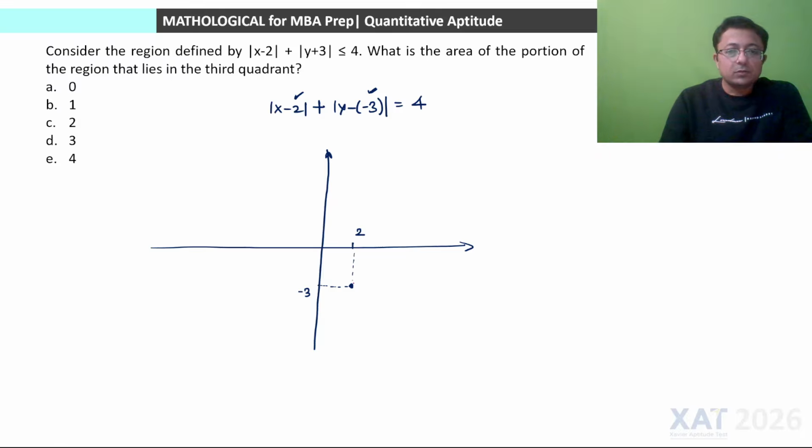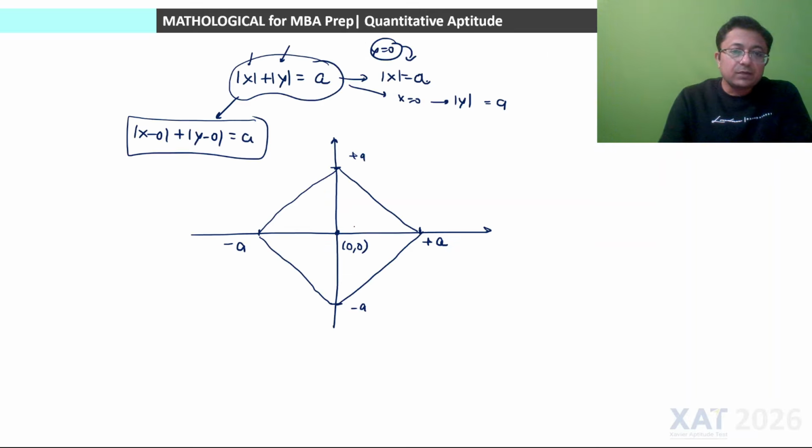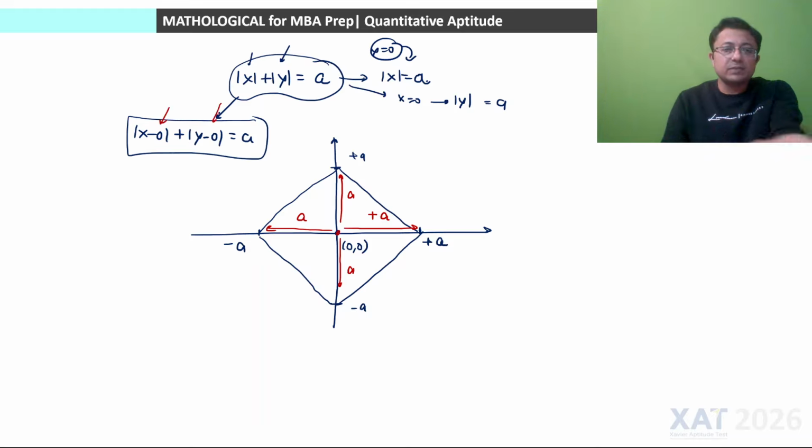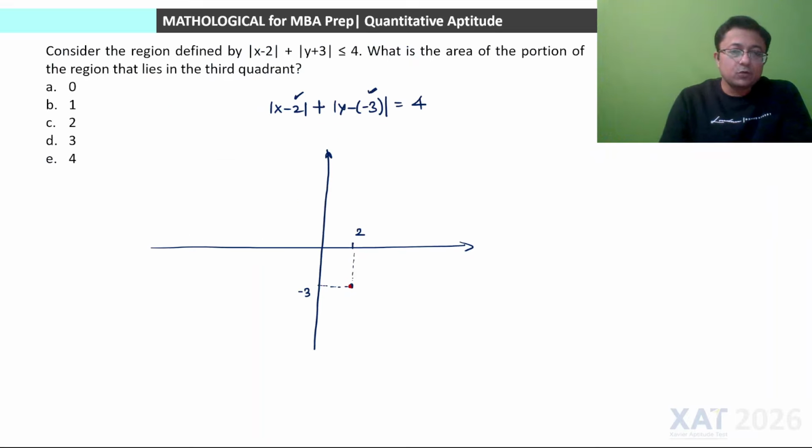From this center, as we did in this case too, actually from (0,0), this point will be at a distance of plus a, and this point will also be at distance a. Similarly, all 4 points are at a distance of a from the center. That center is distance of x from 0 and distance of y from 0, that is why (0,0). In our case, we need a distance of 4 from (2,-3), so plus 4 and minus 4.